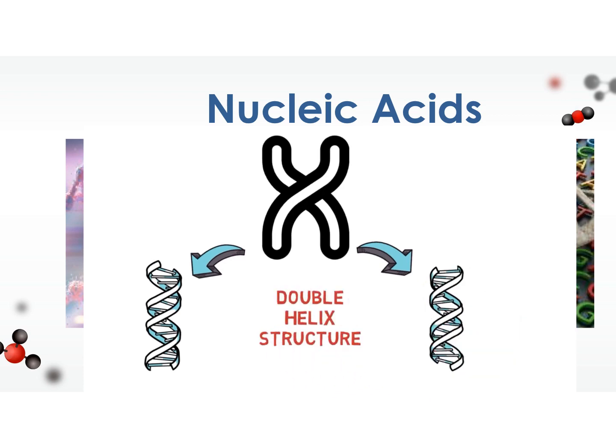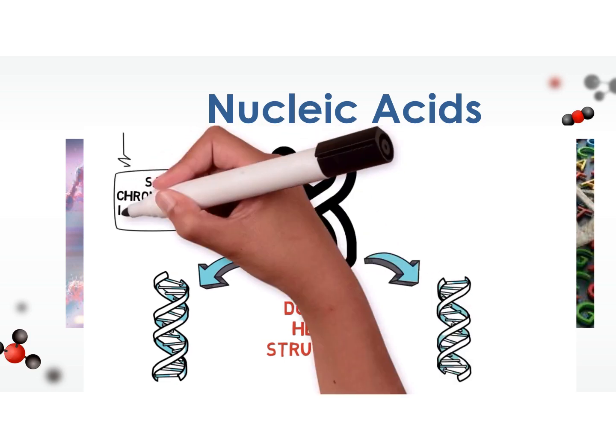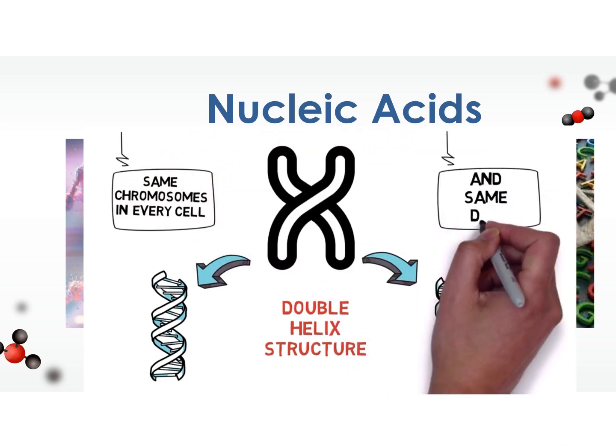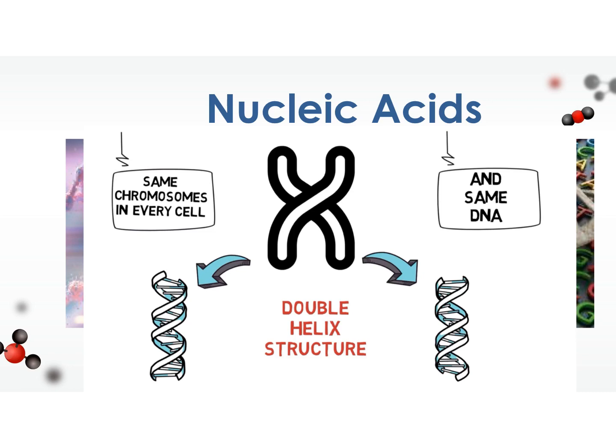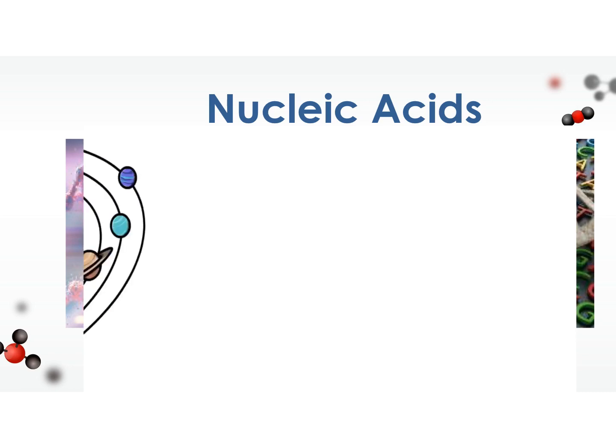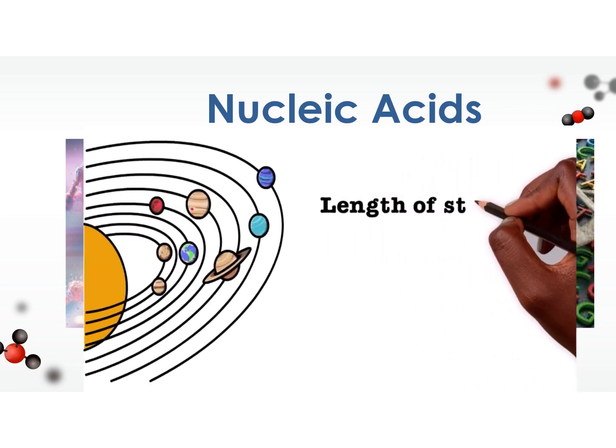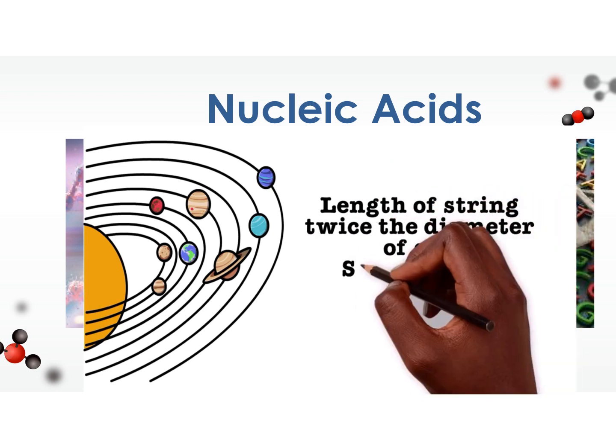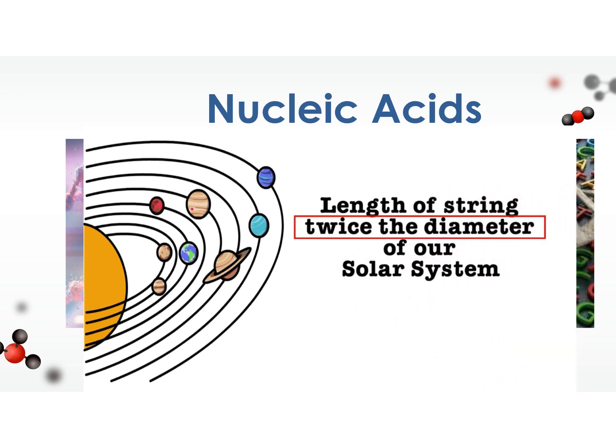Every cell in your body contains the same chromosomes made up of the same DNA. Did you know that if you stretch the DNA in all of your cells out, it would make a length of string twice the diameter of our solar system? Isn't that just amazing? And somehow, we managed to compress this gigantic length of string into our comparatively tiny bodies.